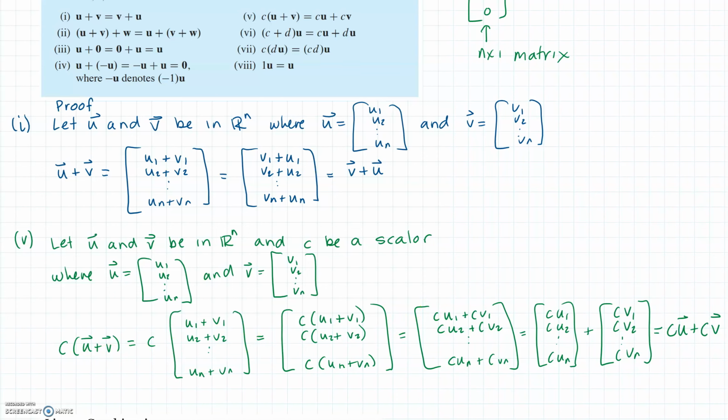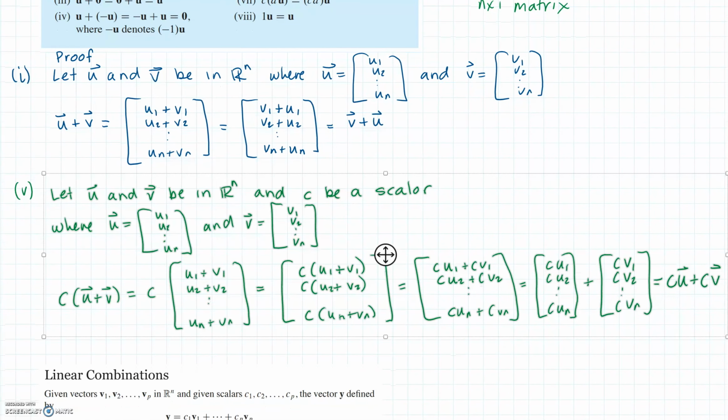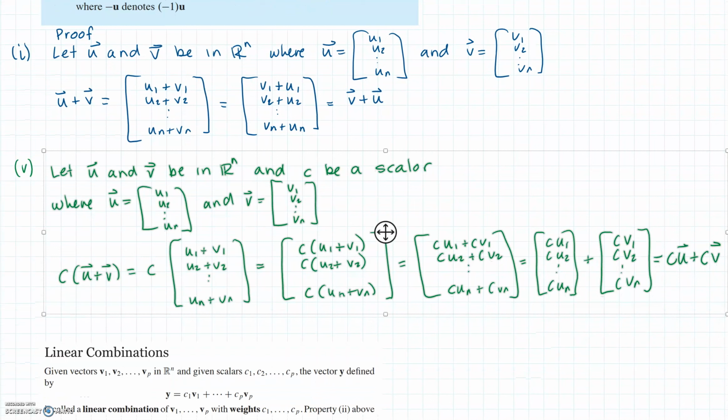So I'm going to stop here. In our next video, we're going to look at linear combinations. And linear combinations is where we're going to relate vectors with vector equations. This is called a vector equation. And our vector equations are going to be related to our augmented matrix.